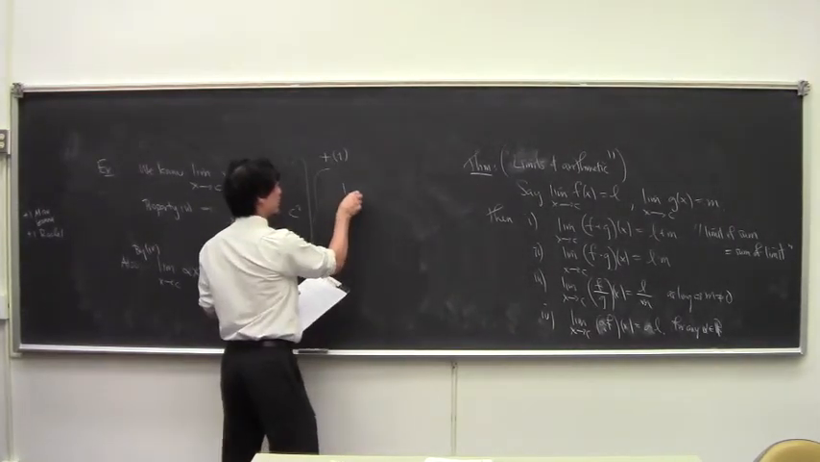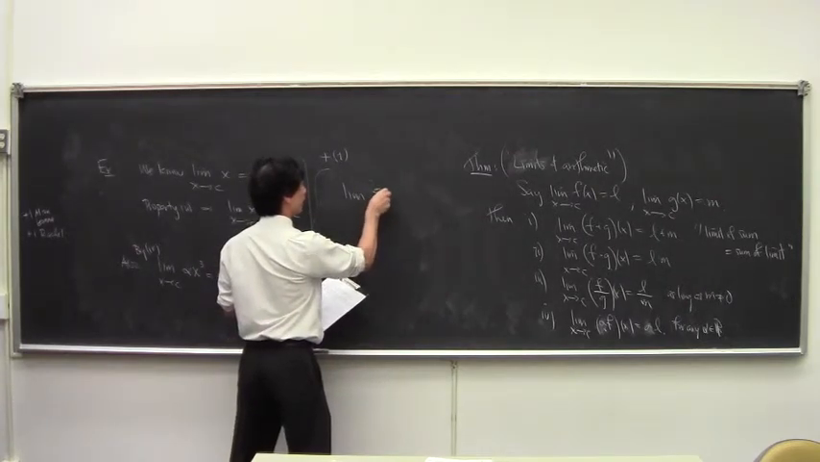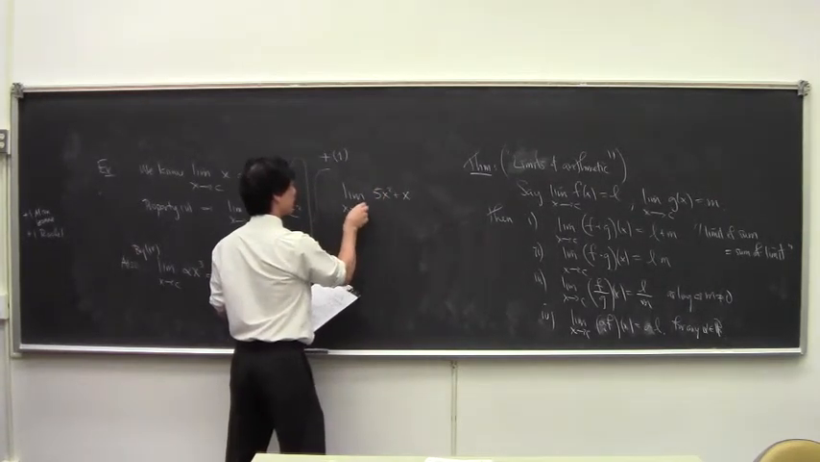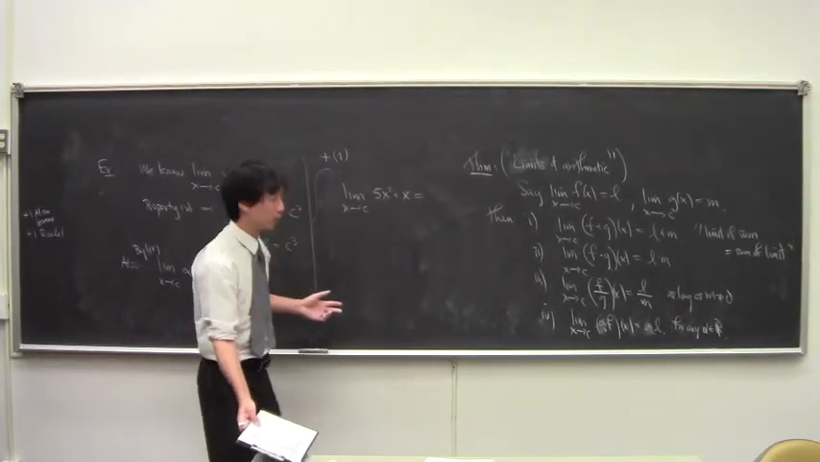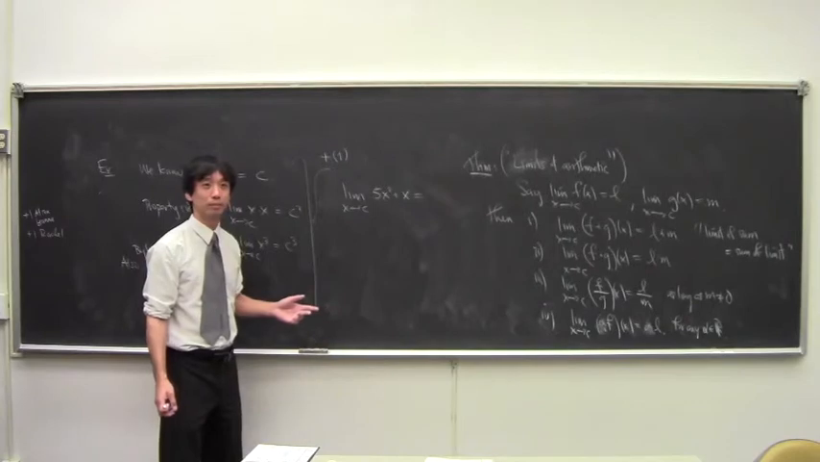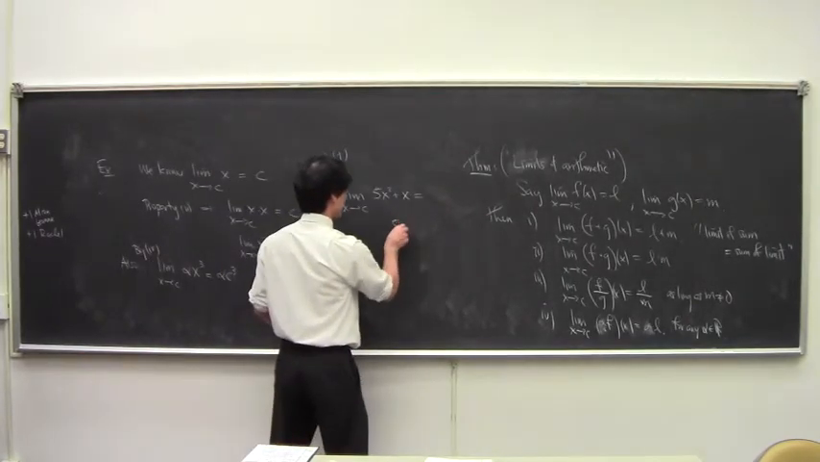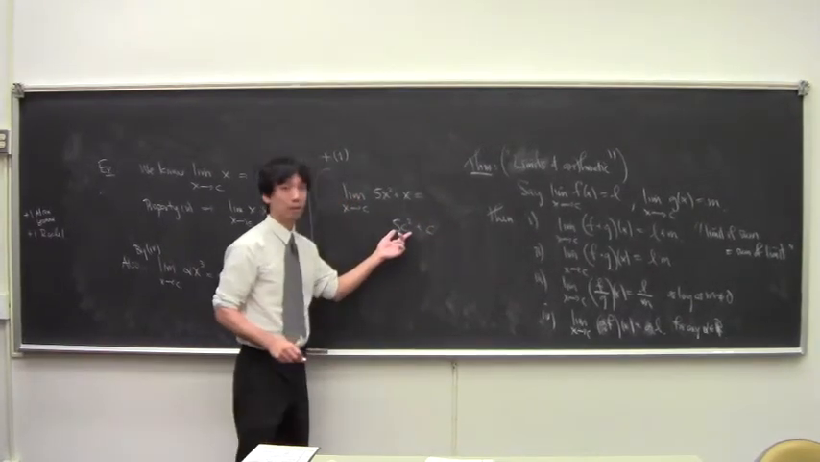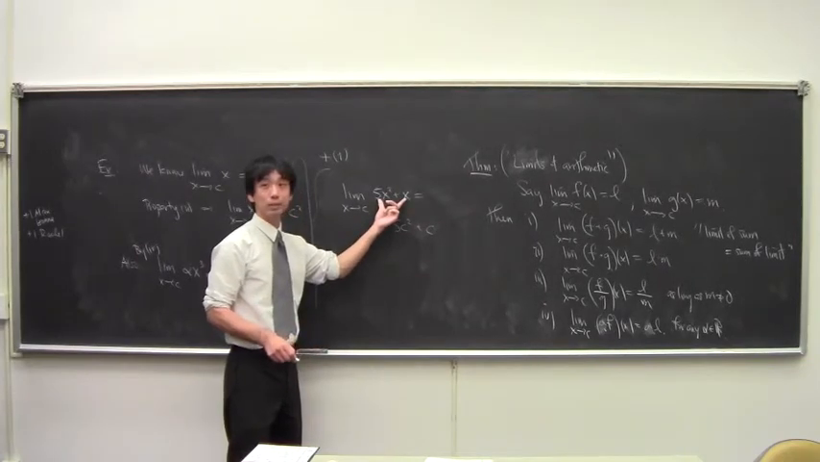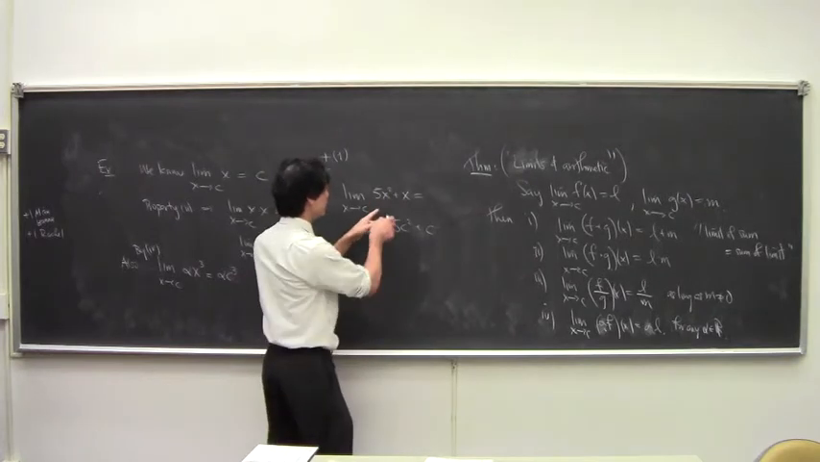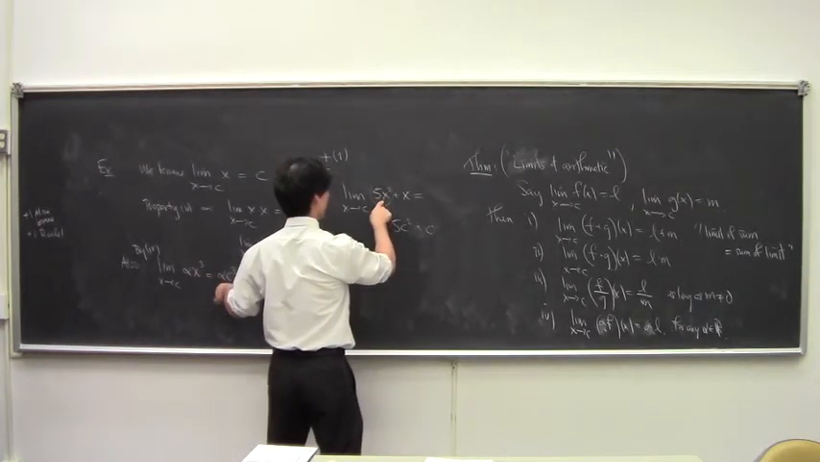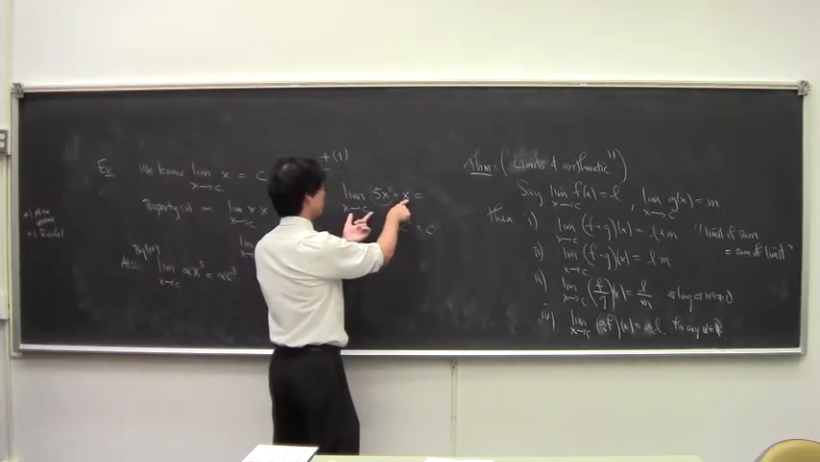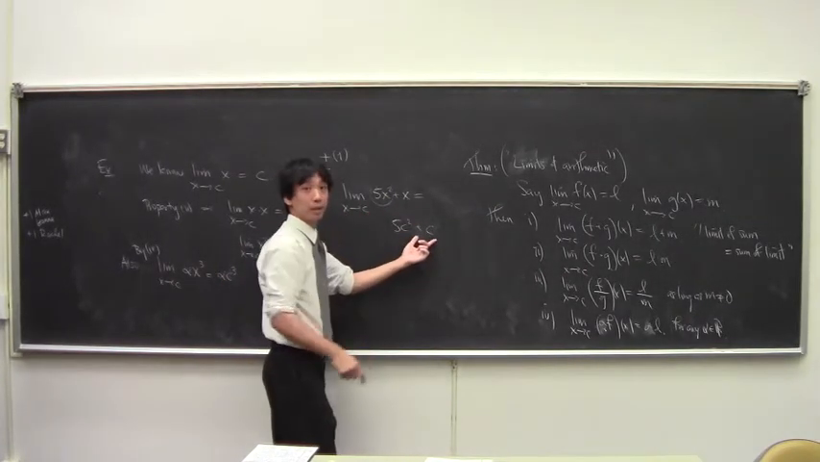Let me make this more complex. Sorry, let me get back to this. So if I say something like this, the limit of 5x squared plus x as x approaches c, well, what's that going to be? It's just going to be 5c squared plus c. Why? Well, because the limit of the sums is the sum of the limits. So I get the limit of this guy, which is going to be 5c squared, plus the limit of this guy, which we know is just c.